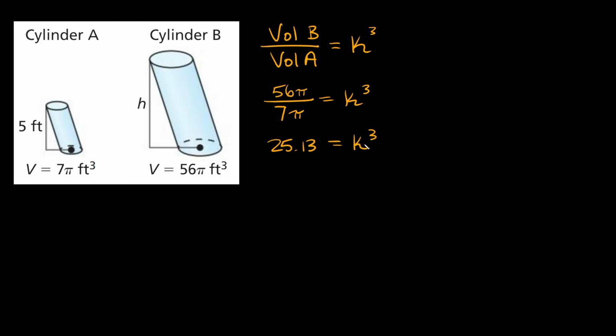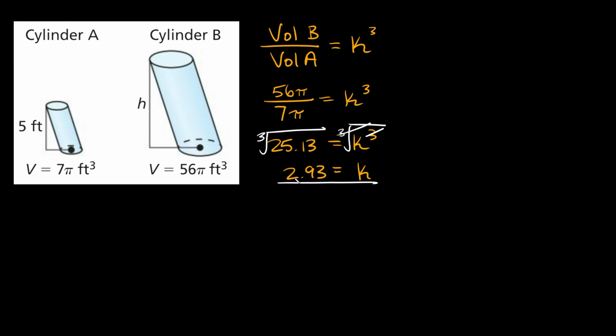All right, so again, to solve for K here, we need to get rid of this 3, and we're going to do that by taking the cube root of both sides, right? So then on this side, these cancel out, and we're left with K is equal to the cube root of 25.13, which is equal to approximately 2.93. Okay, so this is our scale factor.